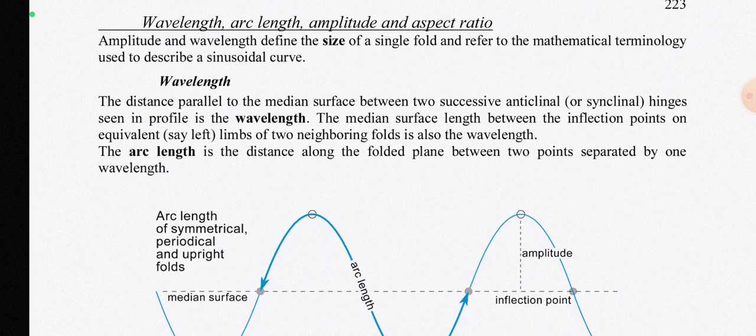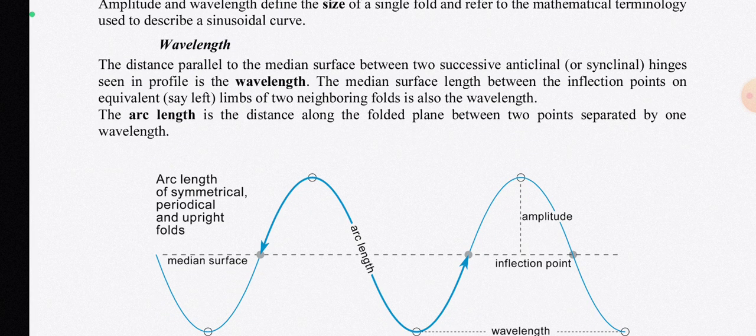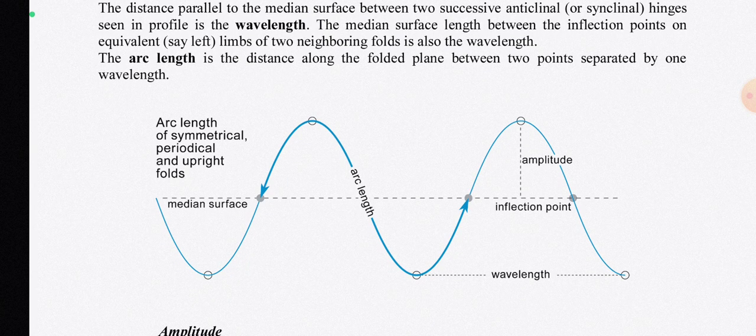Wavelength, arc length, amplitude and aspect ratio. Amplitude and wavelength define the size of a single fold and refer to the mathematical terminology used to describe a sinusoidal curve. Okay. Wavelength: the distance parallel to the median surface between two successive anticlinal or synclinal hinges seen in profile is the wavelength. The median surface length between the inflection points on equivalent left limbs of two neighboring folds is also the wavelength. So see the image, then read.